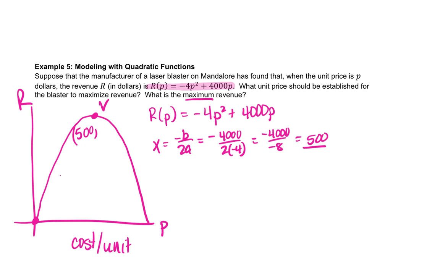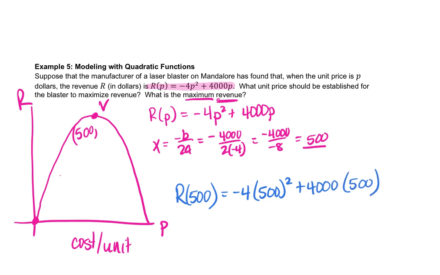Now, what is the maximum revenue? What is the revenue when your max price is 500? So now you're going to take the 500 and replace all the P's with 500. So our revenue at a unit price of 500 is -4 times 500 squared plus 4,000 times 500. And of course, we would plug this into the calculator. All right, we plug this into the calculator and you get 1,000,000.